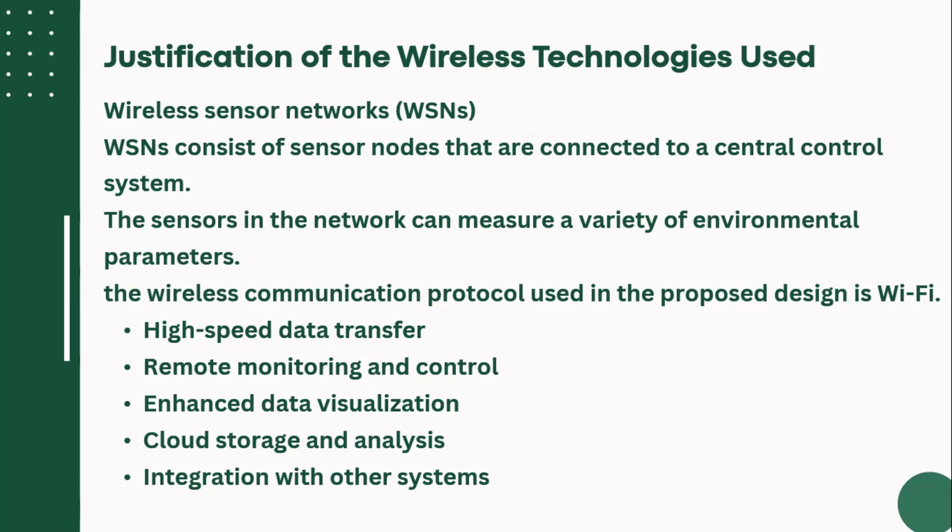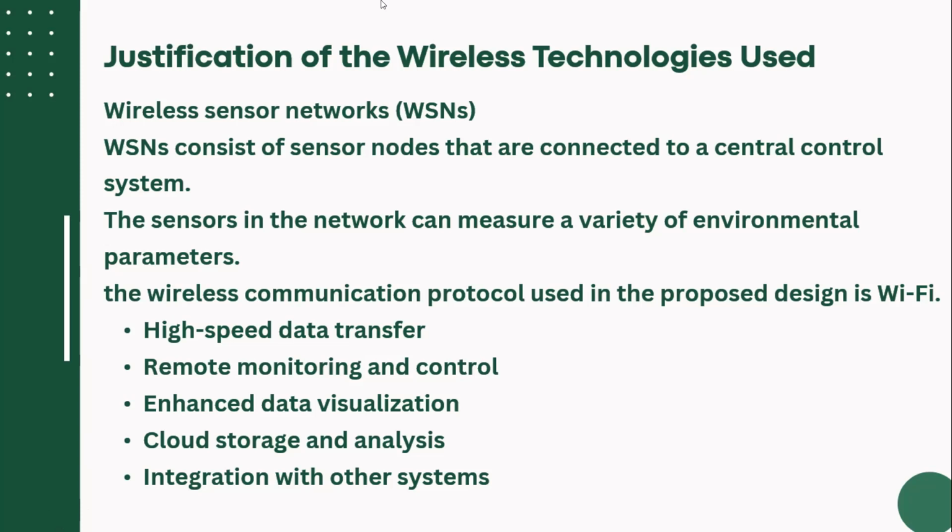A wireless sensor network consists of a large number of small, low-power wireless sensor nodes that are distributed throughout the greenhouse and connected to a central control system. Here, as the communication protocol, we have used Wi-Fi. There are a few reasons for selecting Wi-Fi as our communication protocol.